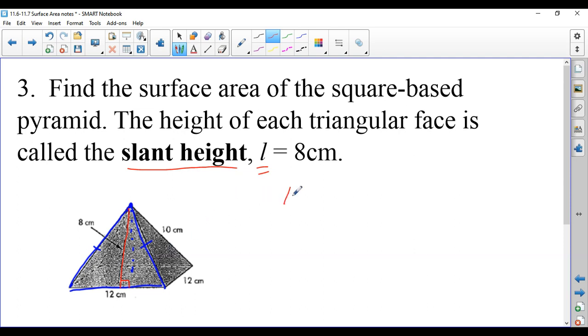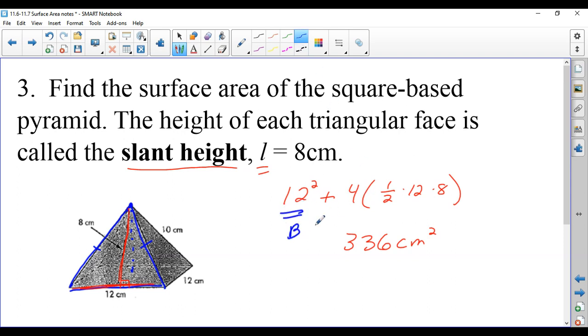Here I have one base, so I'm going to find the area of the base, 12 squared, plus I have 4 triangles. Each triangle has an area of 1/2 its base times its height. The base of the triangle is 12. The height of the triangle is the slant height of the pyramid, which is 8. So here 12 squared is 144. And then if I add all this together, I get a total of 336 square centimeters. Now there is a formula that you can use for this.